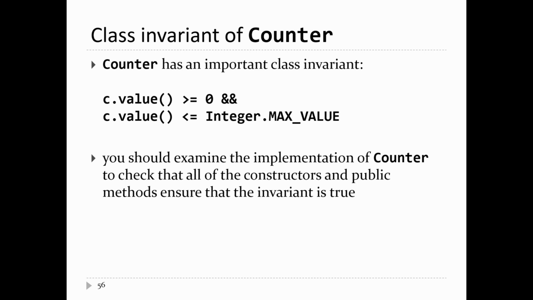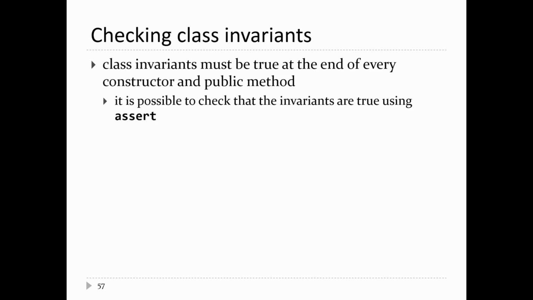The Counter class that we looked at a couple of weeks ago does have an important invariant. Remember, the counter promises that its value is never 0, and it always counts up to, and including, Integer.MAX_VALUE. So its invariant can be expressed as the value of the counter is always greater than 0 and less than or equal to the maximum integer value. If you actually look at the implementation of the Counter class, you can see that this is true.